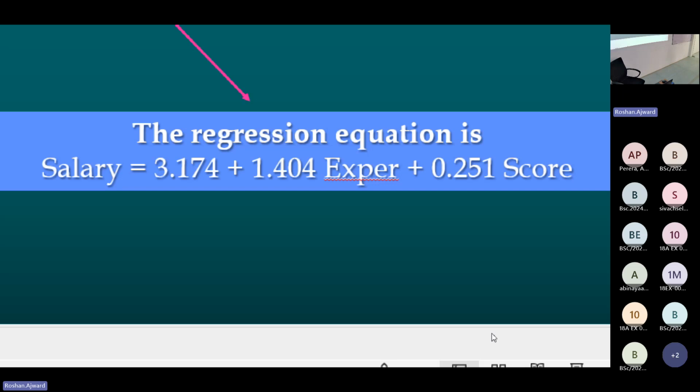Right, next thing. How can we explain 1.404? I told you that's the slope coefficient. What does it mean? When the experience goes up by 1 year, what will be the increment in salary?